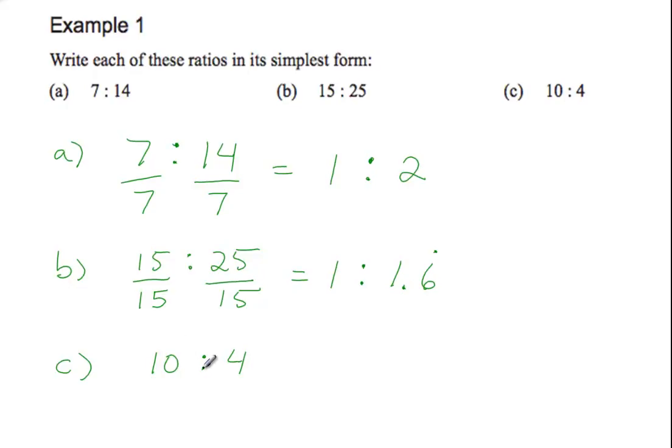So in that case, what we're going to do here is we're going to divide the 4 by 4 to bring it down to 1, and since we're dividing by 4 on the right side, on the left side we're also going to divide by 4. So 10 divided by 4, that's 2.5, and 4 divided by 4 is 1. So 2.5 to 1 is the simplest form of 10 to 4.